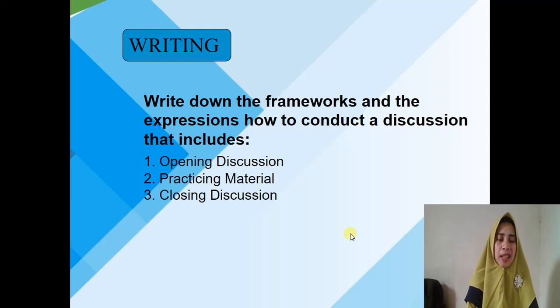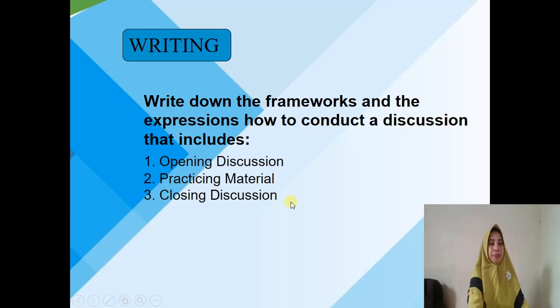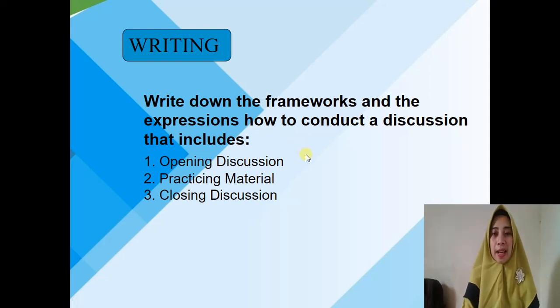Next, English class online learning. Please, you are expected to be able to write down the frameworks and the expressions of how to conduct a discussion. That includes number one, opening discussion. Number two, practicing material. Number three, closing discussions. I will repeat once more so that it's clearer.